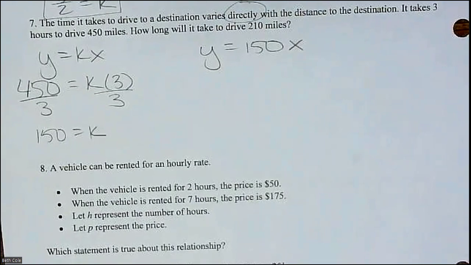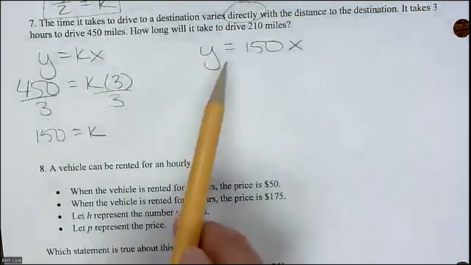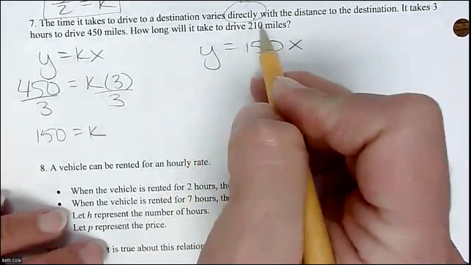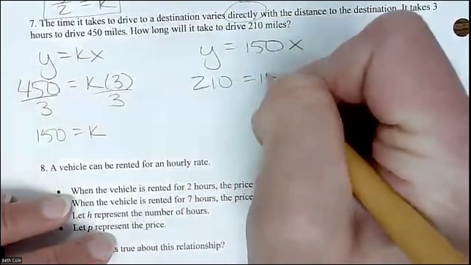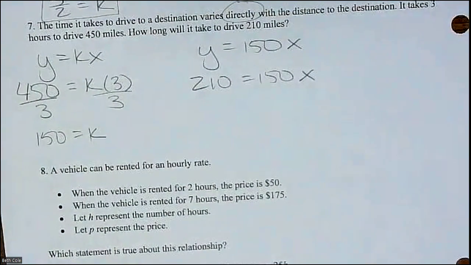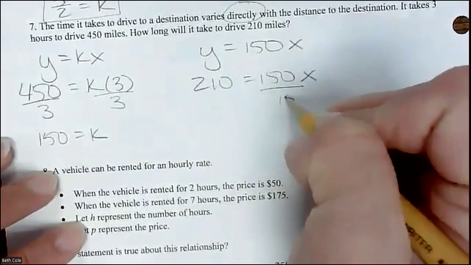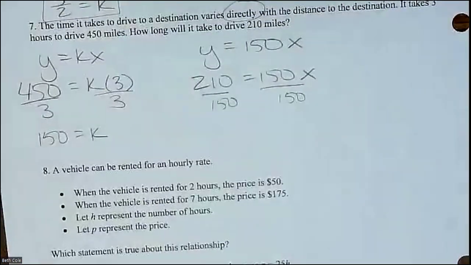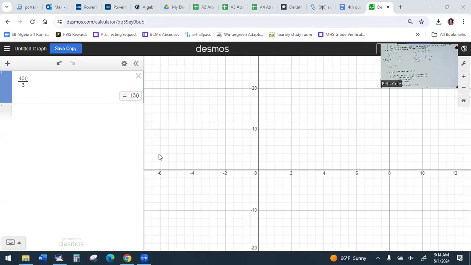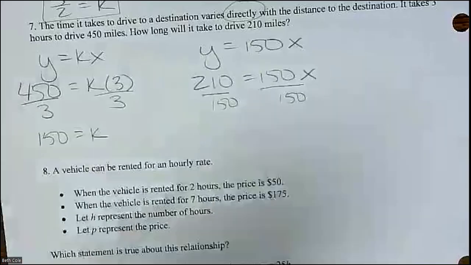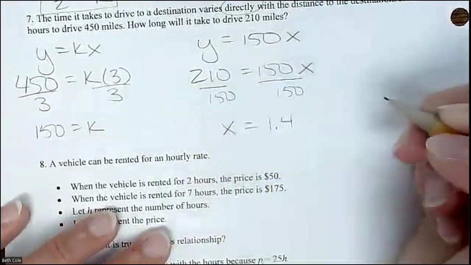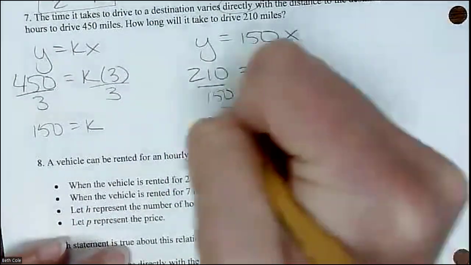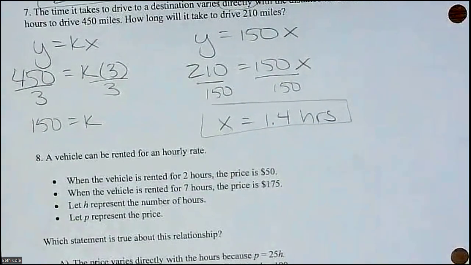How long will it take to drive 210 miles? Now I made my distance be the Y. So I have to put 210 in for my distance. And then last step, you would divide by 150. So let me type that in. So 210 divided by 150. So 1.4. And I won't take off if you don't put units, but it would be 1.4 hours because it's how long would it take you?